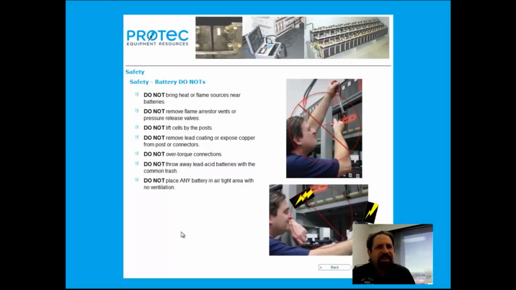Okay, the basic safety do-nots. Do not bring heat or flame sources near batteries. Do not remove flame arrestor vents or pressure release valves. Do not lift cells by their posts. Do not remove lead coating or expose copper from posts or connectors. Do not over-torque connections. Do not throw away lead-acid batteries with the common trash. Do not place any battery in airtight area with no ventilation.